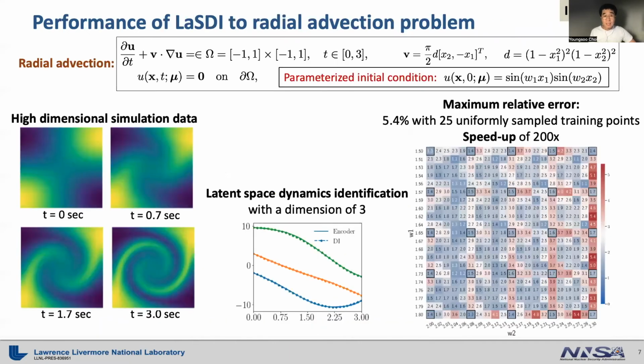We have applied this LaSDI framework to the radial advection problem by parameterizing the initial condition with two frequency values, W1 and W2.